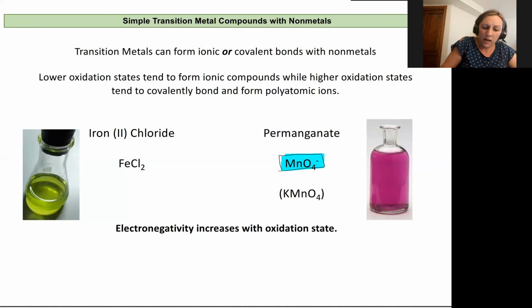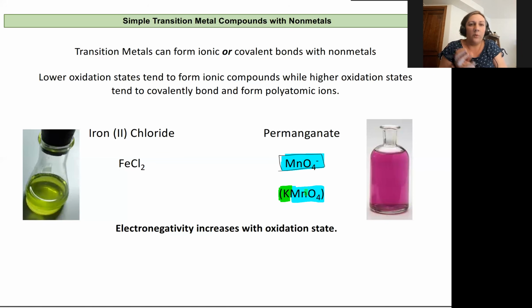It forms an ionic compound with other metals. So you'll see this kind of two metal picture where we have a potassium that's providing the positive charge to the permanganate's -1 charge. And then we've got that oxidation state of +7 on the manganese.